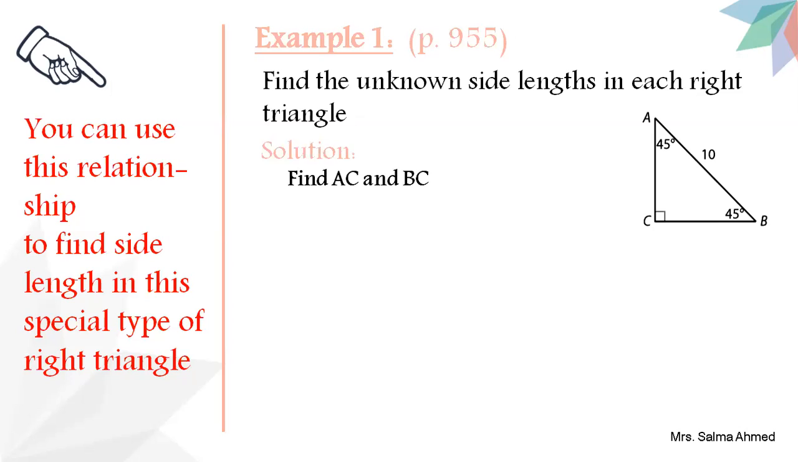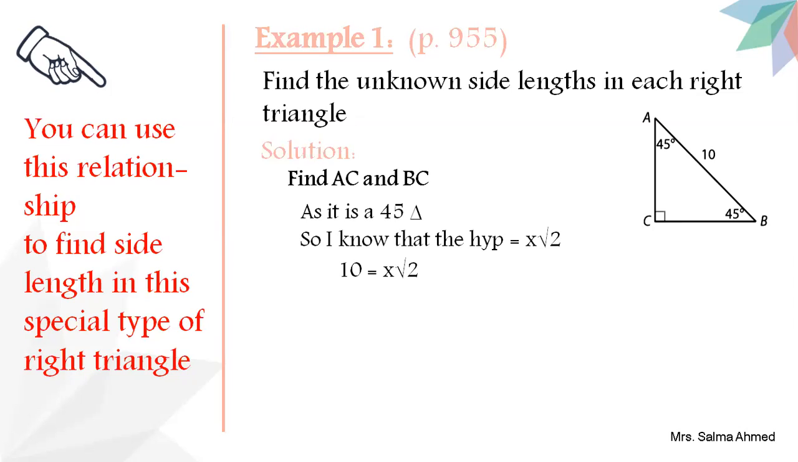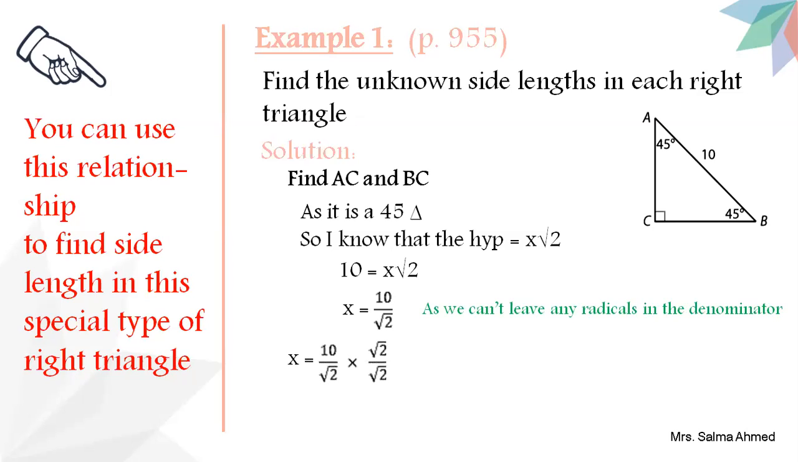Solution. Find AC and BC. As it is a 45-degree triangle, we can say that the hypotenuse is x root 2. So I can say that the given hypotenuse 10 equals x root 2. I can find x, so x equals 10 over root 2. We can't leave any radicals in the denominator, so I have to get rid of it. So x equals 10 over root 2 times the same radical that I have in the denominator. I'm going to multiply it up and down.